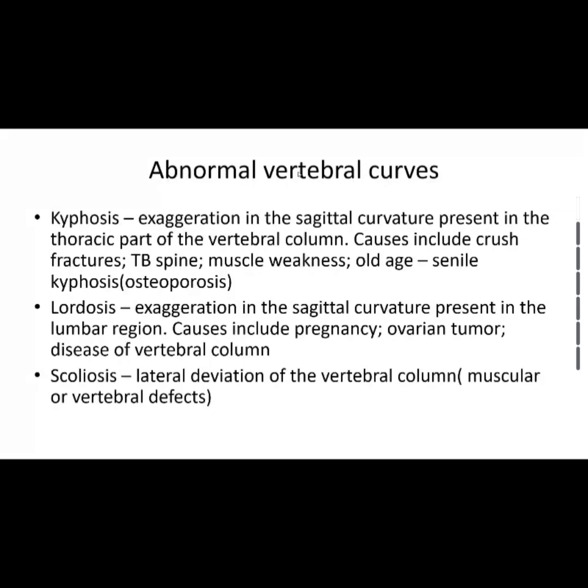Another cause could be disease of the vertebral column. If you have disease of the vertebral column that is causing the vertebrae to collapse at the lumbar region, then you are likely to have that sagittal curvature in the lumbar region exaggerated, and we call it lordosis, so lumbar lordosis.